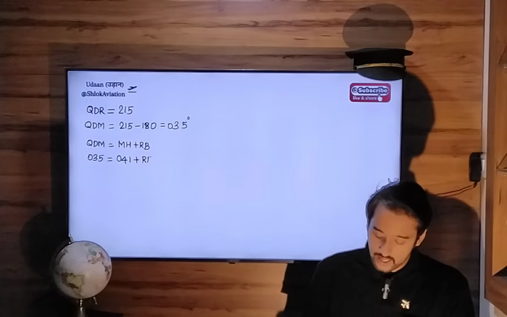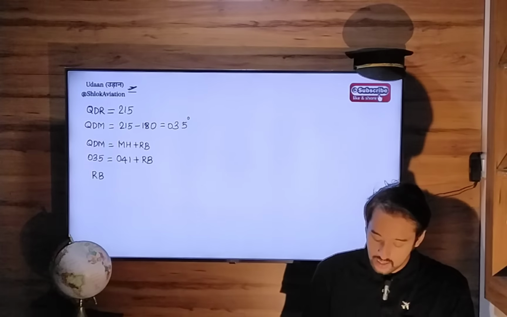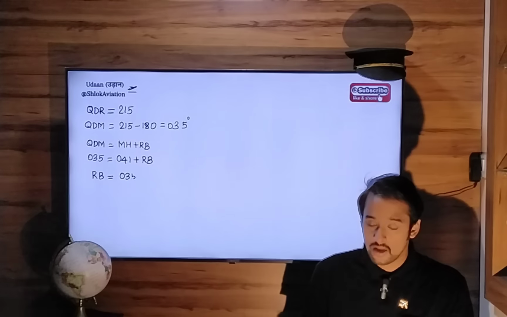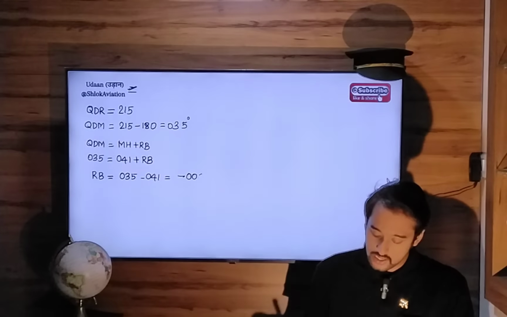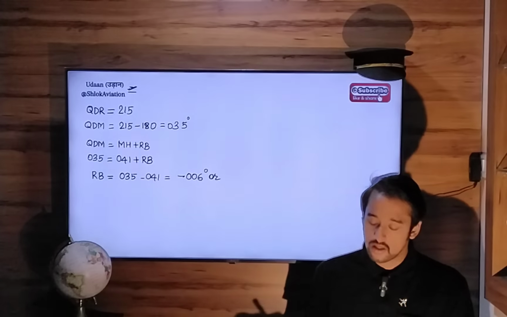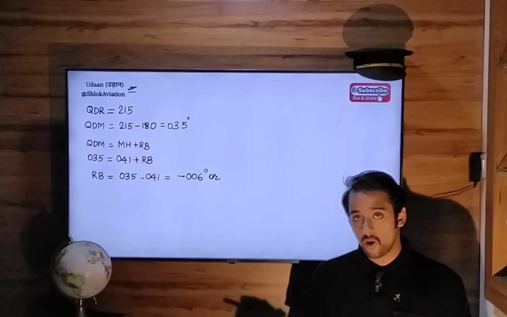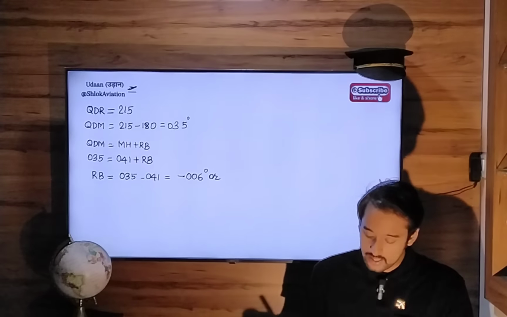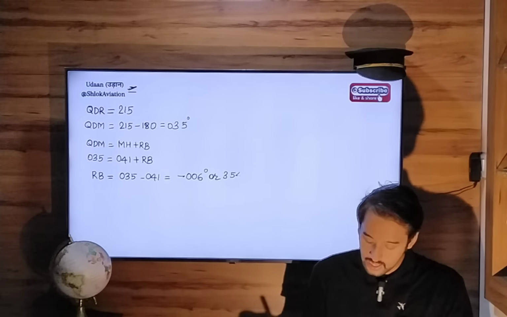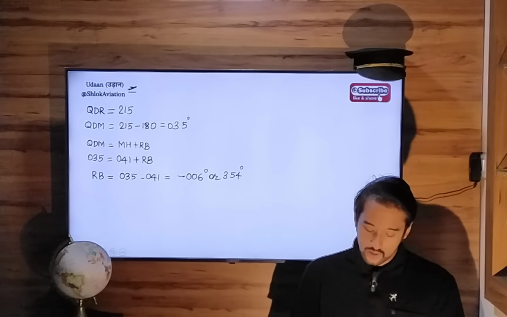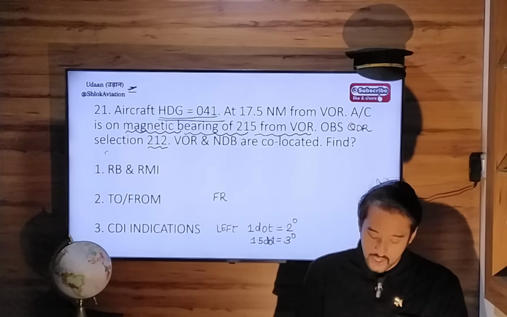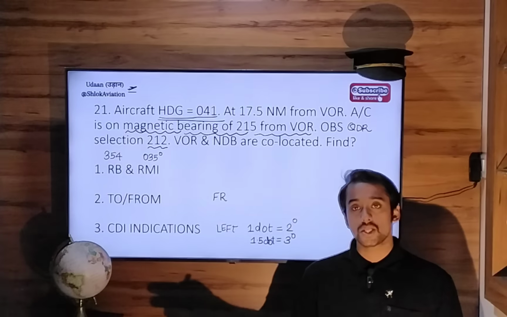Relative bearing we will find out. So relative bearing will be 035 minus 041, which is minus 006, or add 360 to that, it will be 354 degrees. So this is how you do this sum. So 354 degrees is your relative bearing. RMI is 035 degrees. So these are the answers.